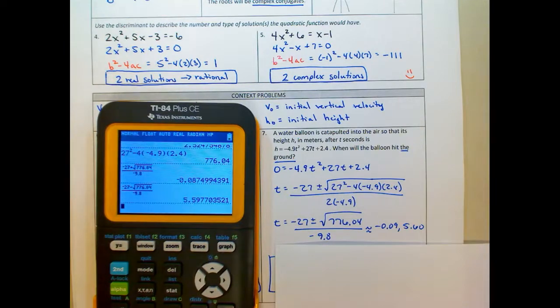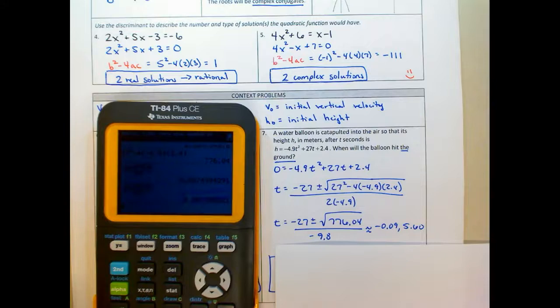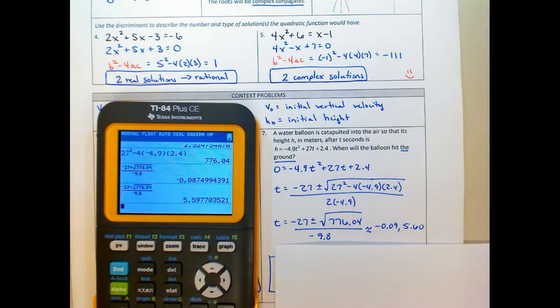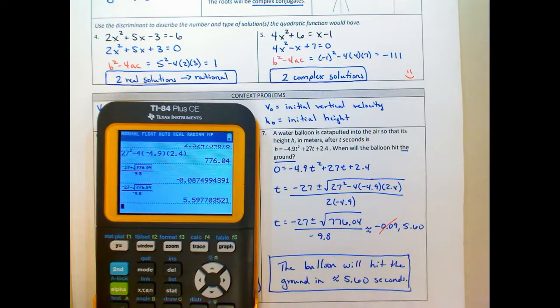But I got about negative 0.09 and 5.60. And again, this negative answer would get tossed as it is not logical in the context, which means the balloon will hit the ground in about 5.60 seconds. And you will notice I am leaving it as 5.60. If the directions or the problem does not tell me what to round to, typically I prefer that you round to at least 2 decimals just to keep it as precise as possible. So that's just kind of a rule of thumb for me, if you will. Just make sure in 2 decimal places at least, unless stated otherwise.